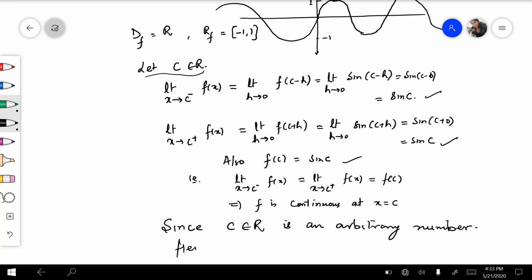Hence, f of x equals sine of x is continuous for all x belonging to real numbers.